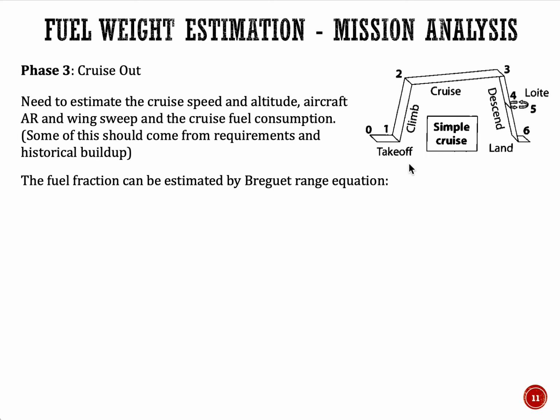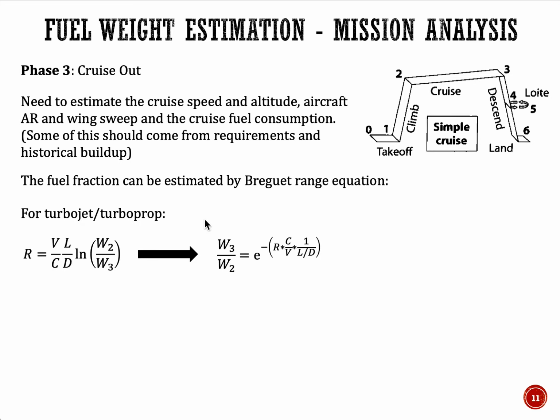So again, now we can estimate the fuel burn used in the cruise leg using the Breguet range equation. For turboprop or turbojet, the equation is given here. Range R equals V, the cruise velocity, divided by C, the thrust specific fuel consumption, times L over D, the lift by drag, which is the aerodynamic efficiency of the aircraft, times the ln of weight W2 by W3. What we are really interested in is the weight fraction. We want to know the weight of the aircraft after it's done cruising. So we can rearrange this equation in this form: W3 by W2 equals exponent to the power minus R times C by V times 1 by L over D. This is for the turbojet and turboprop.